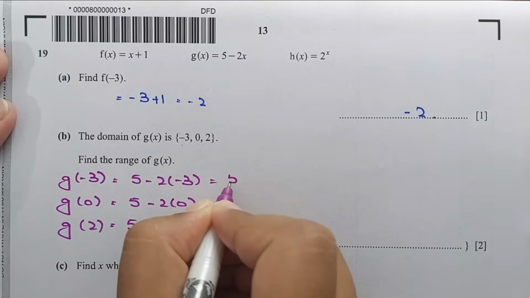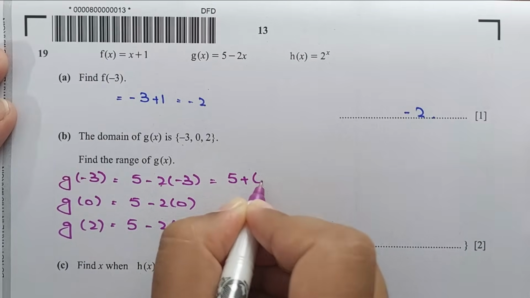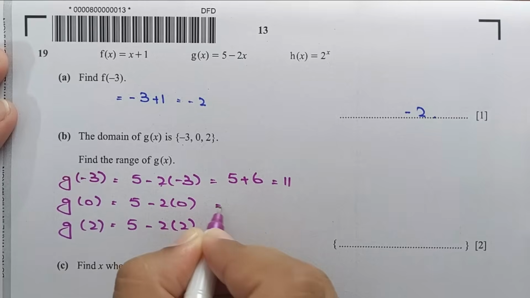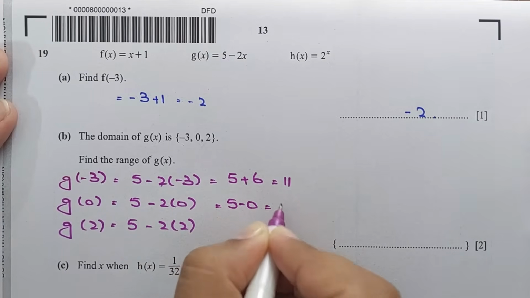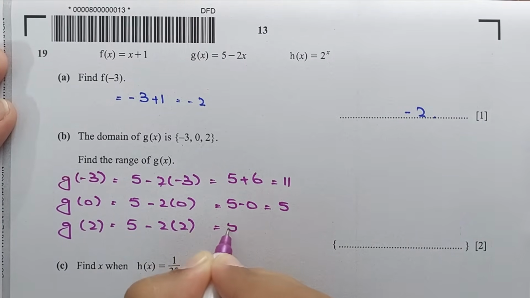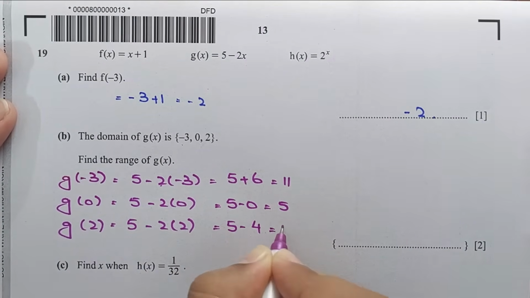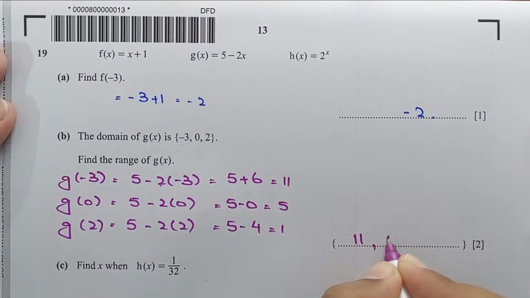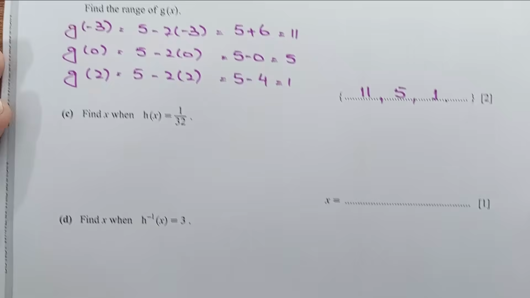Okay, so this is 5, and 2 times 3 is 6, plus 6, that is 11. This is 5 minus 0, that is just 5, and this is 5 minus 2 times 2, which is 4, so this is 1. So the range is 11, 5, and 1. That is the range for the function.